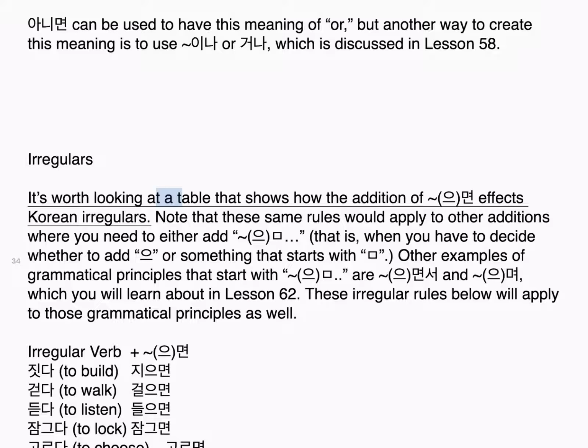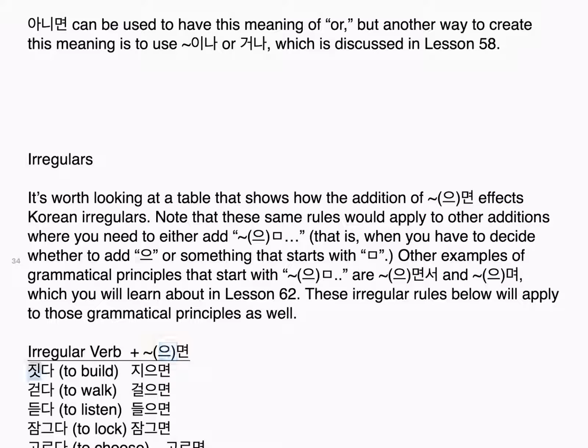It's worth looking at a table that shows how the addition of 으면 affects Korean irregulars. Note that these same rules would apply to other additions where you need to decide whether to add 으 or something that starts with 으. Other examples of grammatical principles that start with 으 are 으면서 and 으며, which you will learn about in Lesson 62. These irregular rules below will apply to those grammatical principles as well.